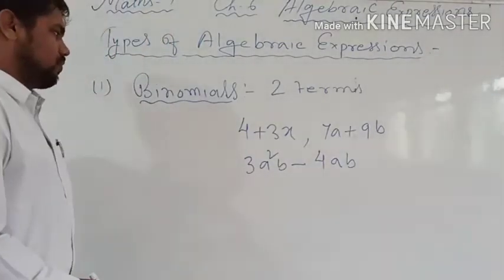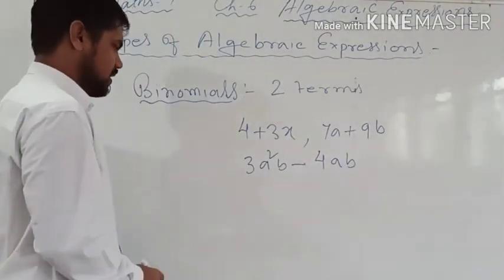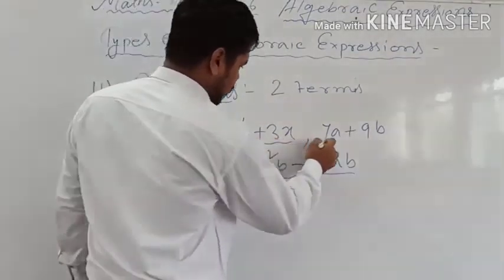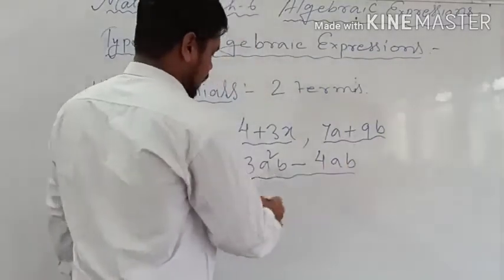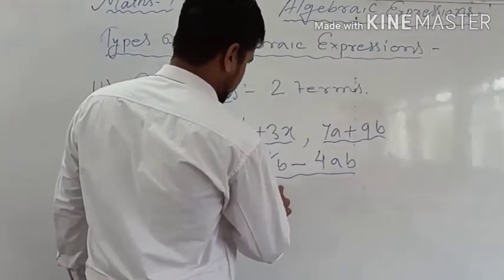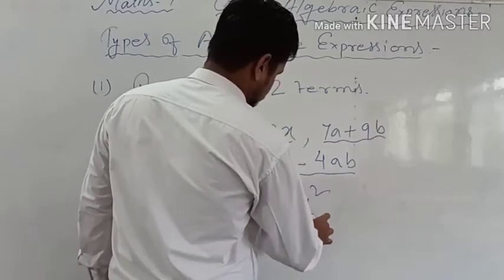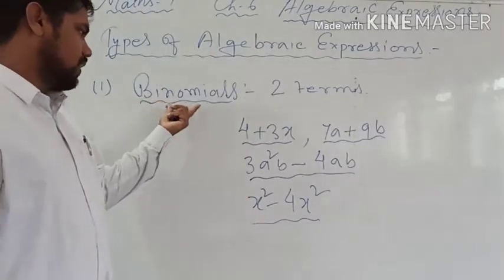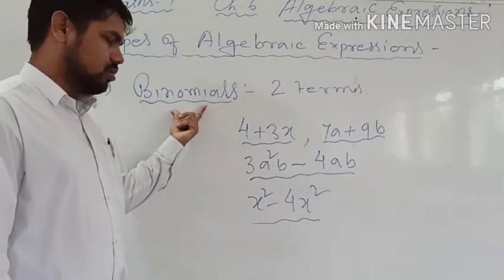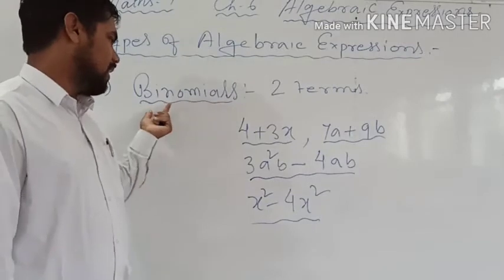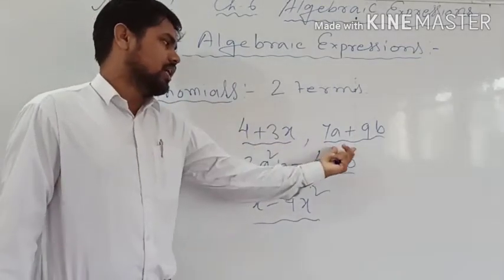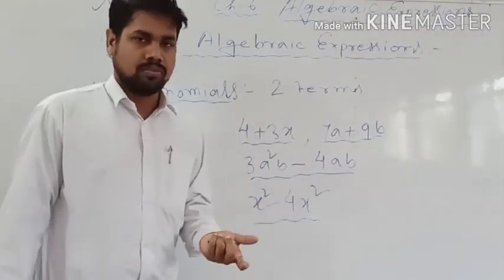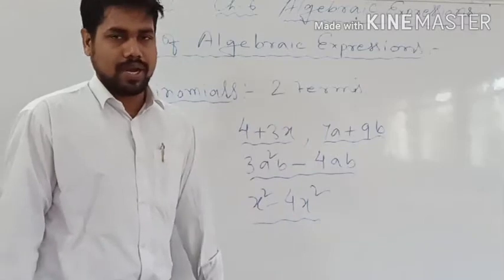So this type of algebraic expressions, wherein two terms are here. Here also two terms, here also two terms. You can take few more examples. For example, x square minus 4xy square. Here also two terms. From the word itself you can understand that binomials, bi means two. So where there are two terms, we will call it binomials. Monomials one term, binomials two terms. So these are the examples of binomials.